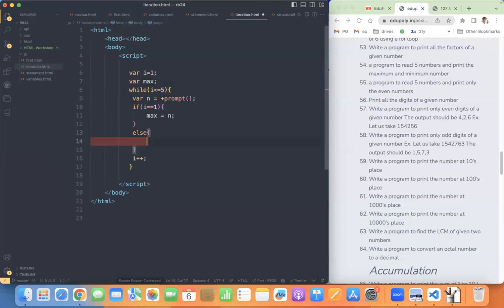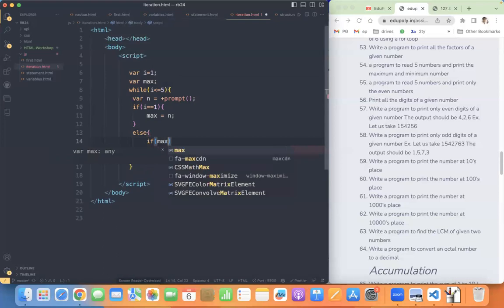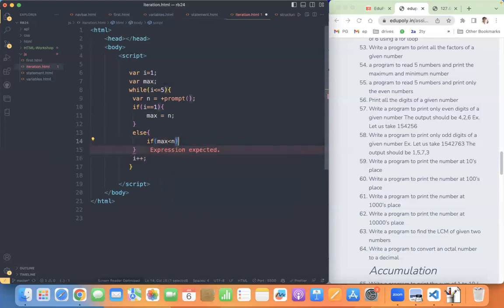After that, from the second number onwards, what am I doing? I am comparing. If max, whatever max I already have, is less than the next given number, if max is less than n, then max is equal to n.